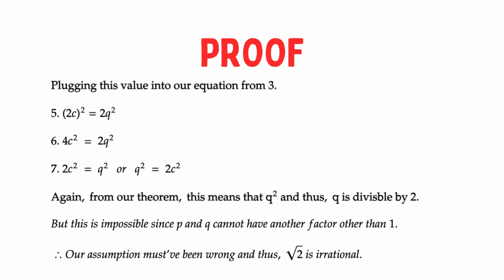But this is impossible, since p and q cannot have another factor other than 1. As we saw before, p also is divisible by 2, and so is q. So that means that they're not coprimes, and thus, therefore, our assumption must have been wrong. And so, root 2 is irrational.